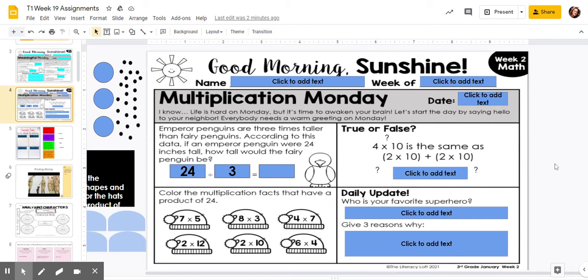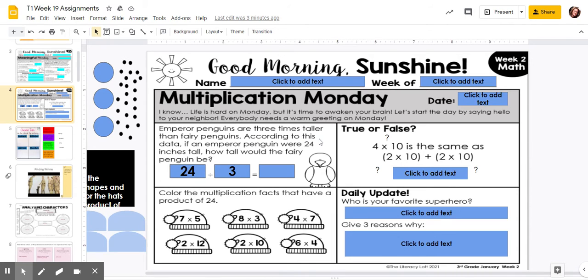Okay, for Multiplication Monday, you're going to be dipping your toes in some division. It says emperor penguins are 3 times taller than fairy penguins. According to this data, if an emperor penguin were 24 inches tall, how tall would the fairy penguin be? So because they gave us a division sign, we are starting with the largest number. Because in division, you take the largest number and you split it or divide it into equal groups. So the only other number that they had given us was 3. It says 3 times taller.